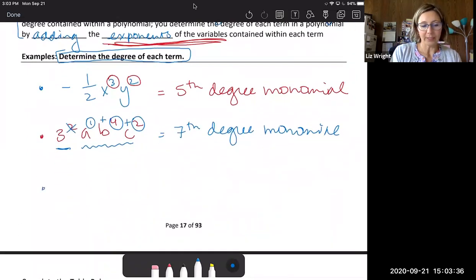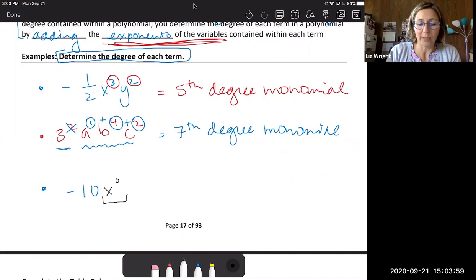How about if I just said -10? What is the degree for just that constant term? And so I'd pause it and think about it. The question you should be asking yourself is, what is the variable in this example? And we don't have one, right? So let's say we wrote one on there and I wrote it like that. What does x to the 0 actually mean? And I'm hoping you say 1. So x to the 0 actually means 1, which would be -10 times 1, which gives us back -10.